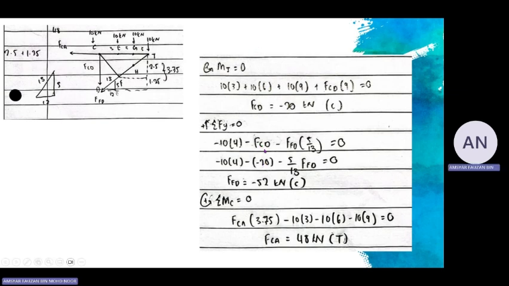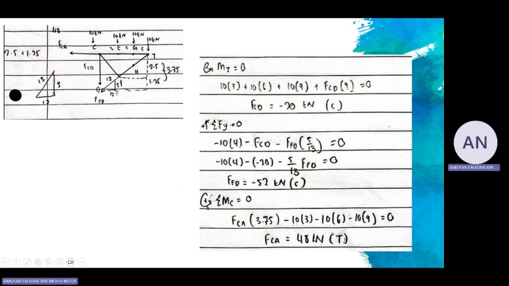So we substitute the value of FCD that we got from this calculation into the calculation that we do right now. It is a negative value, so negative 20. And we got the force of FD equal to negative 52 kilonewtons, and it is a negative value, so that means it's compression.